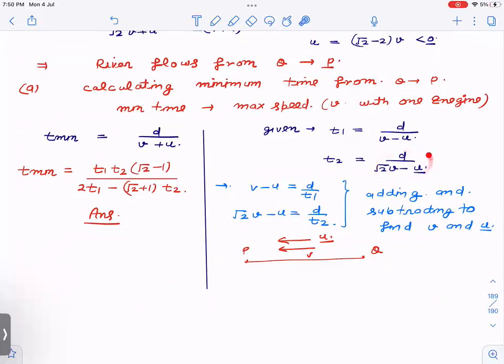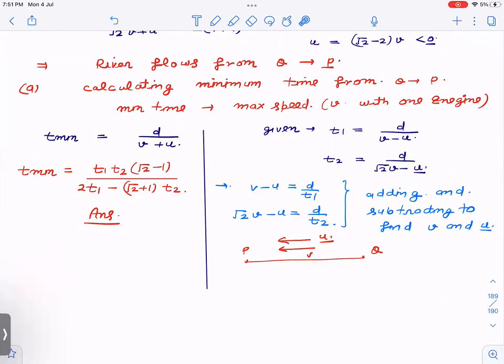Why? Because this T2 time is when both the engines are on, that time velocity is root 2 V. This time is when one engine is on, that time velocity is V, right? So I hope you understand. Now, from these two equations, you can find V and U. And that calculation I have skipped, but you can do it in just 2-3 lines.